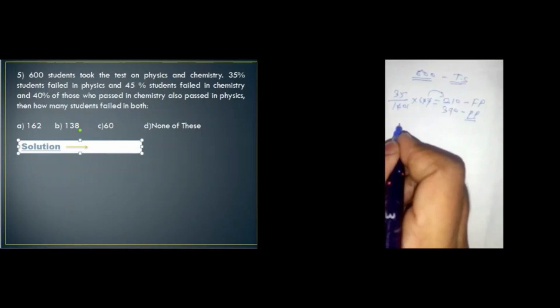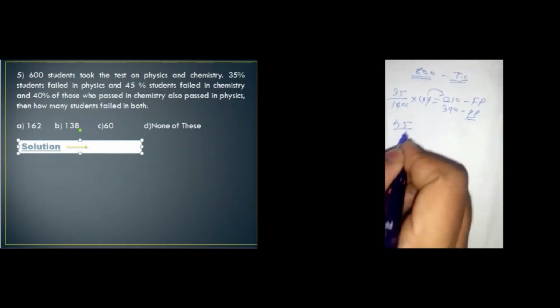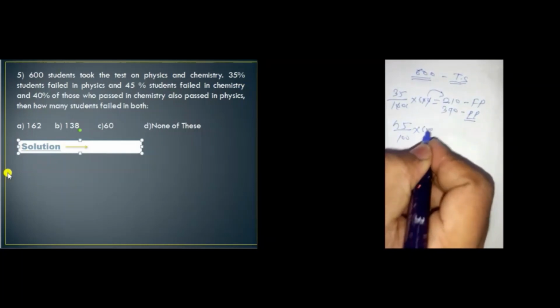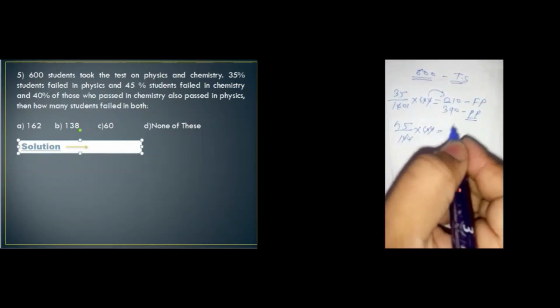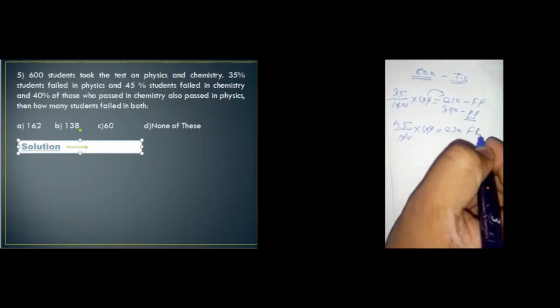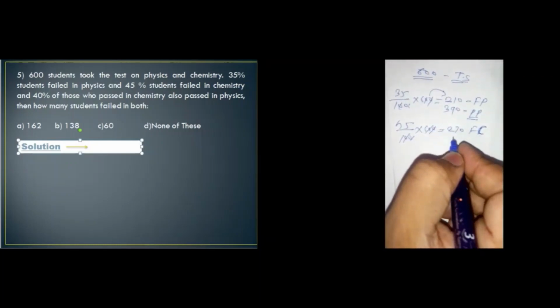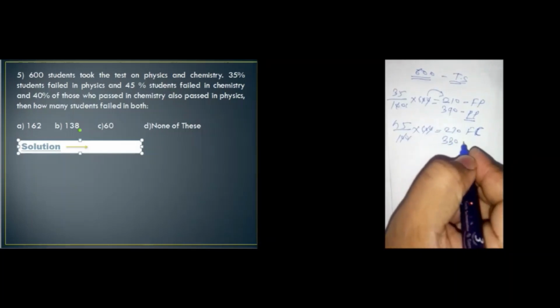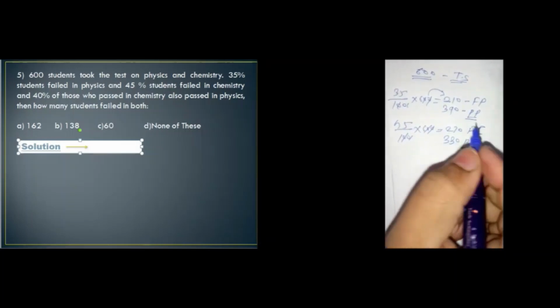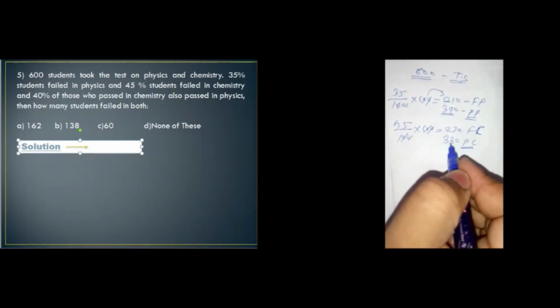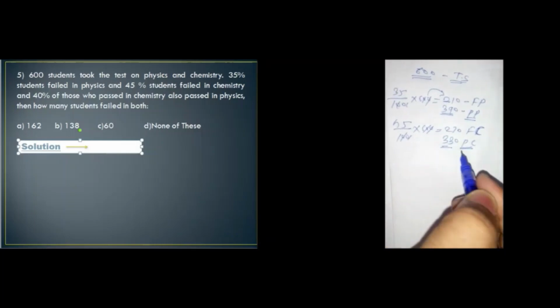Similarly, it has been given that 45% students failed in chemistry. 45% students failed in chemistry. So it will come out as 270. So 270 students failed in chemistry. So that means total 330 students passed in chemistry. Okay, so 390 passed in physics, 330 passed in chemistry.